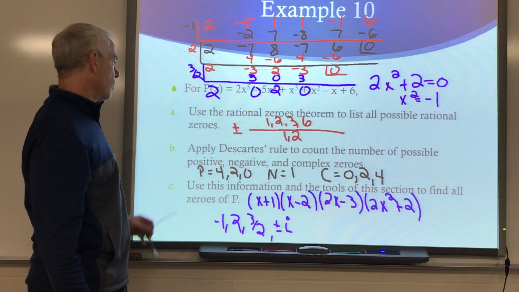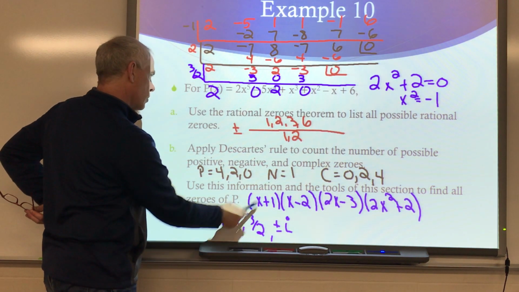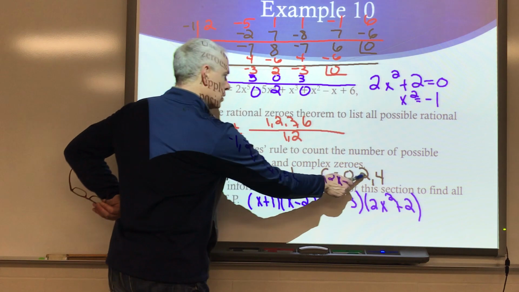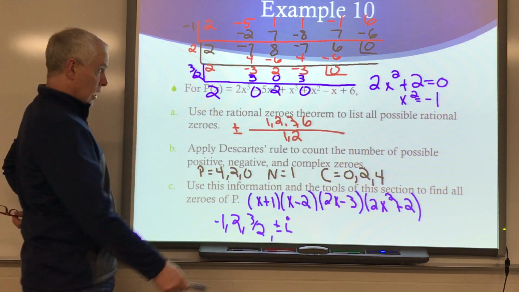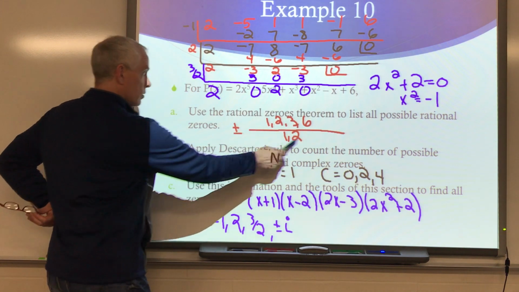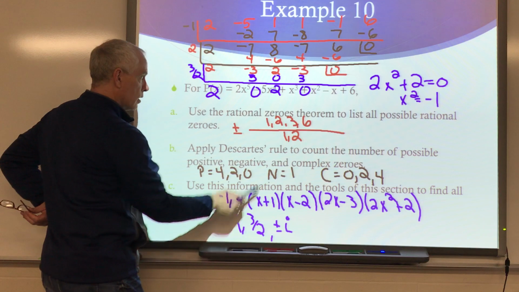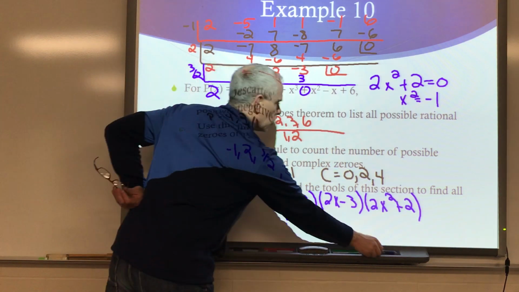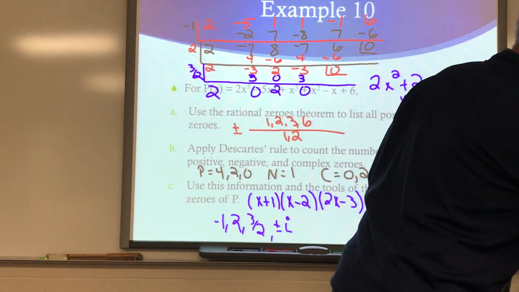And so go back to what we talked about. We've got 2 positives, 1 negative, and 2 imaginary, or 2 complex. It seems to match what we're talking about. And all of these are these rational ones, right? Negative 1 is right here, 2 over 1 is here, 3 over 2 is here. Those are all possibilities, so that seems to make sense, okay?